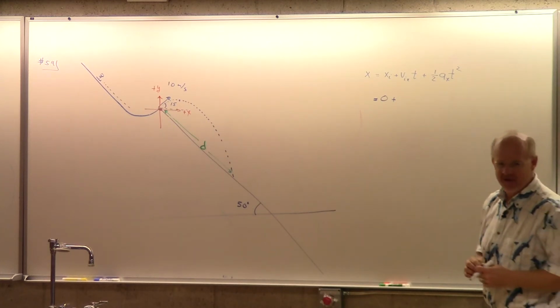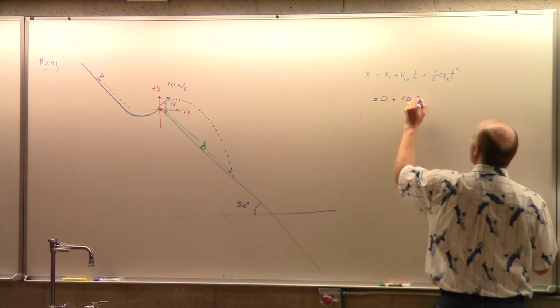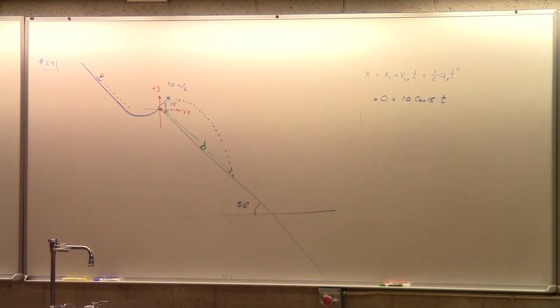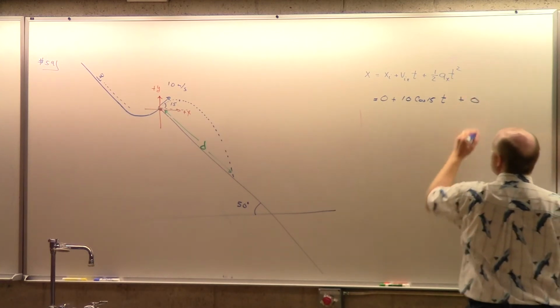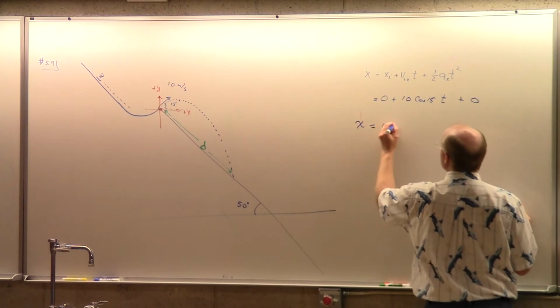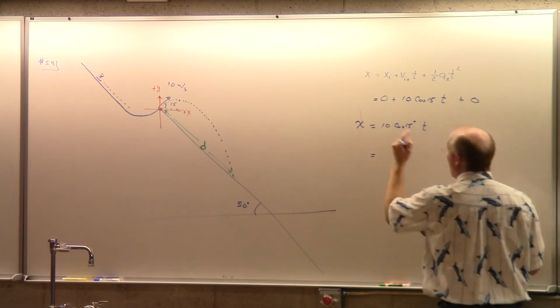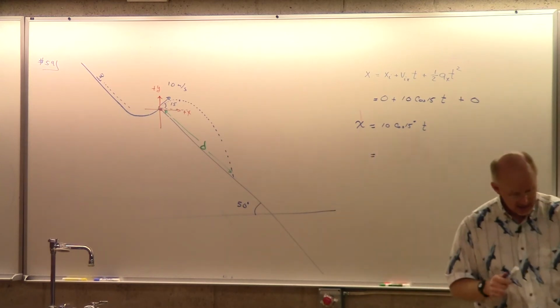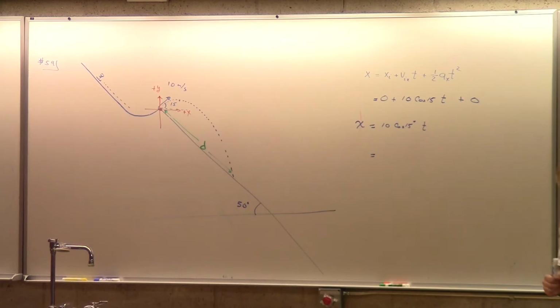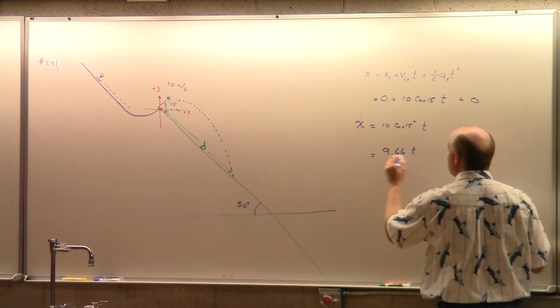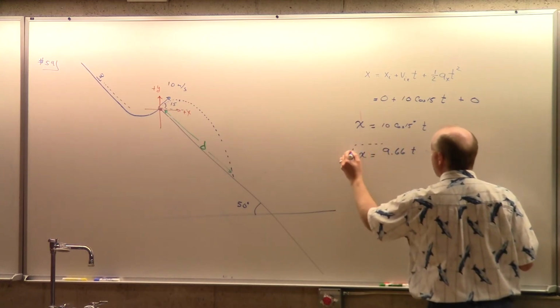Don't forget the cosine, right? It is 10 cosine 15. Then I got my t. What's the acceleration? Zero. So by the time I put all those in, my first equation comes down to this. And maybe I'll go one more step and put the 10 together with the cosine of 15. So 10 times cosine of 15 is 9.66. So 9.66t is my first relationship.